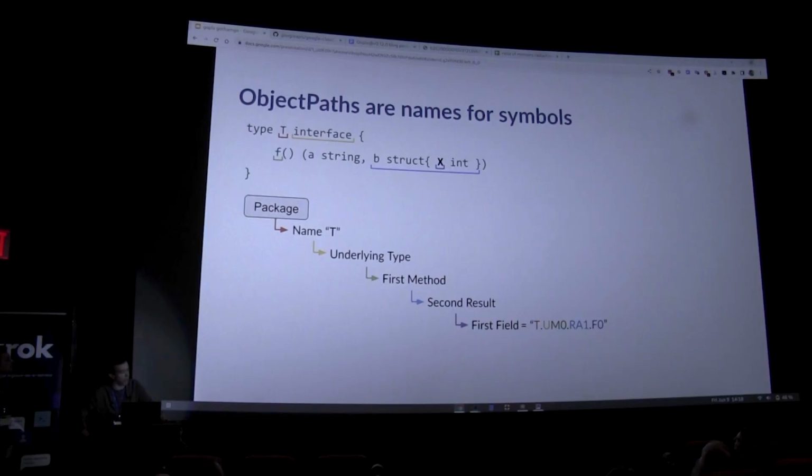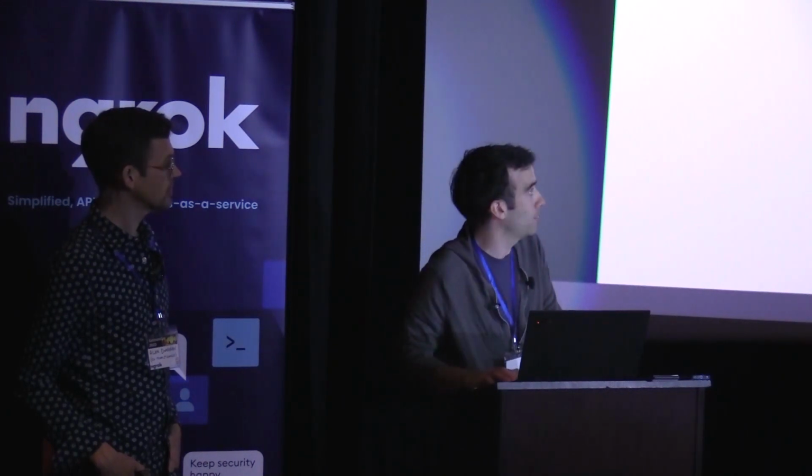So object paths turned out to be pretty fundamental. Let's explain them a bit more. In this example, we're constructing the object path of the X field. And the object path algorithm identifies it as the first field of the second result of the first method of the underlying type of the name T. Of course, that doesn't really matter. The point is that an object path is a stable name for a symbol relative to a package. And unlike pointers, these names retain their meaning even when passed between processes.